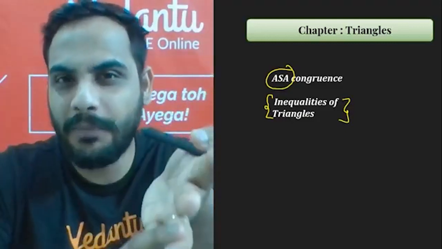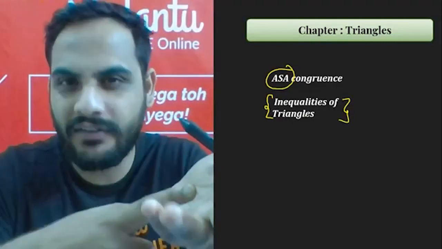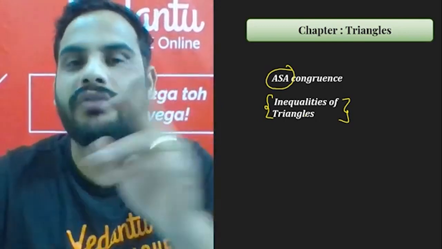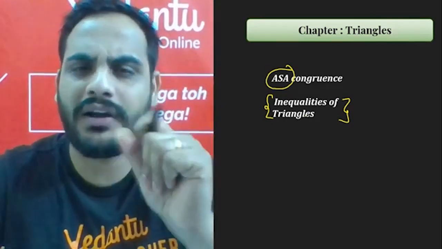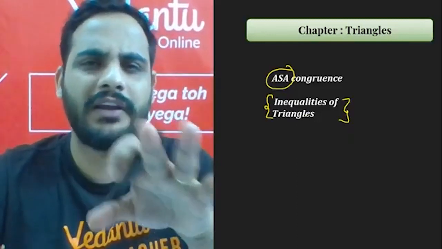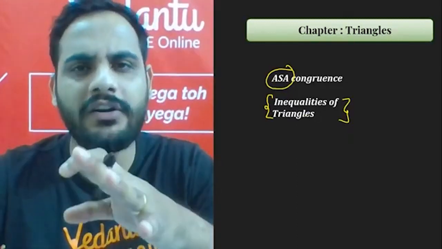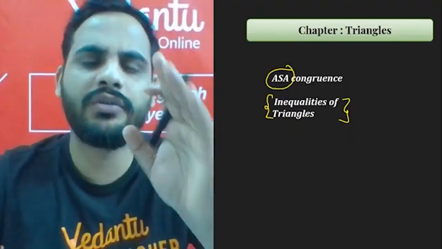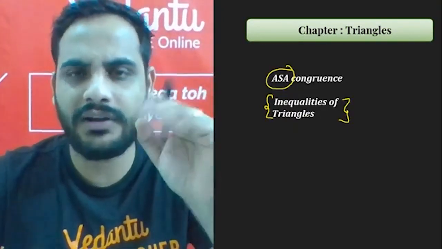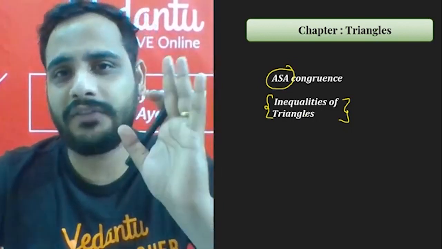Okay, these four congruencies are there. Along with that, properties of isosceles triangle and equilateral triangle, those are also there. So don't forget to complete that part. Only this part has been removed. ASA से तुम लोग कर सकते हो, because it is very easy. I have already done this part. Inequalities of triangle, if you want, you can leave it. Just go through the theorem. That is most important if you are planning to take science maths in your upcoming grades.